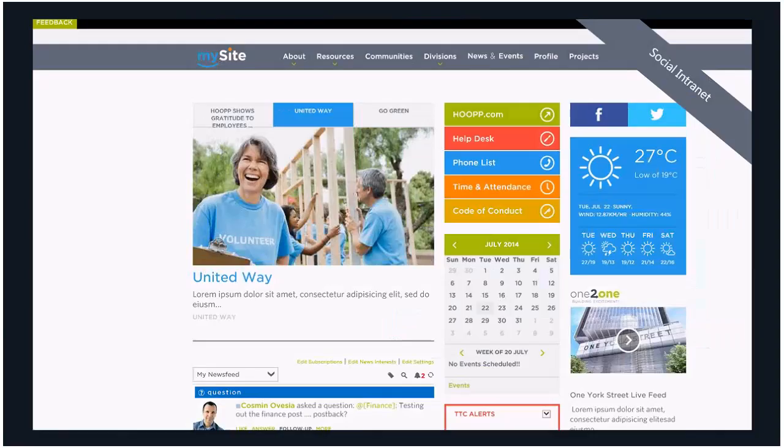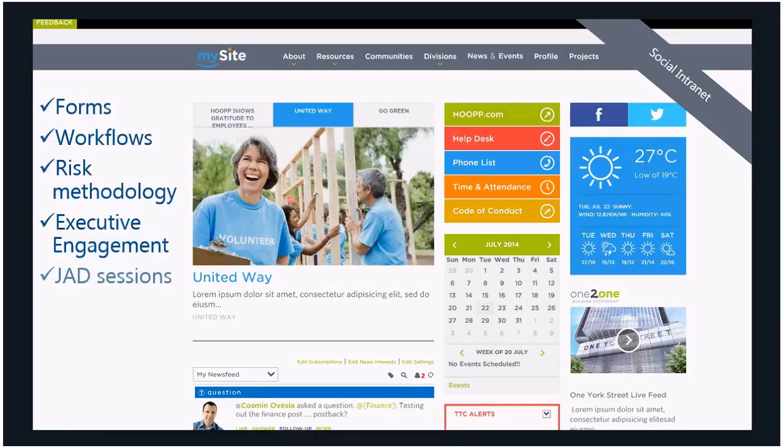Just moving quickly on to HOOP, which is Healthcare of Ontario Pension Plan. They're one of Canada's largest pension fund companies, managing, I think, billions in assets. So we've got a long experience with them. They're a great client. We've done a number of different initiatives with them around the social intranet, and we've done quite a bit of work with them. They're a smart group of folks over there at HOOP.